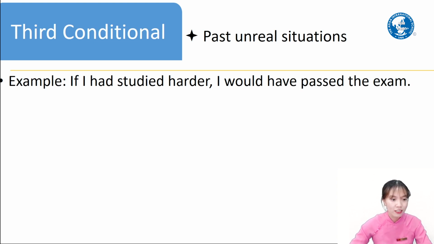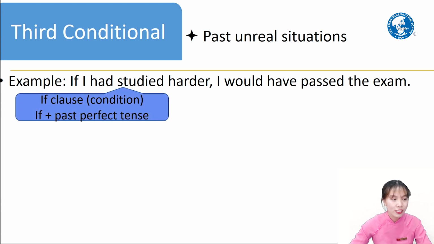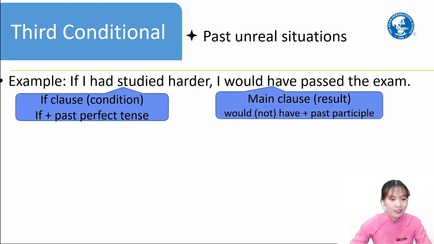There are two parts in this sentence. The first one is the if clause, it is the condition. And the main verb in this part is in the past perfect tense. The next part is the main clause. It is the result. And the main verb is formed by would, have, and past participle. If I had studied hard, I would have passed the exam.